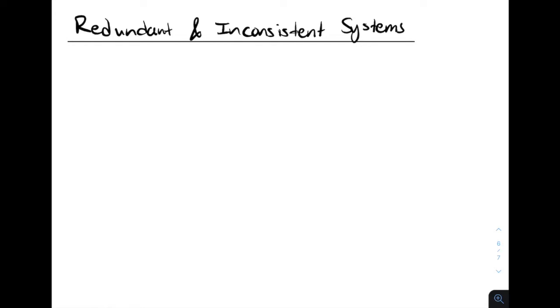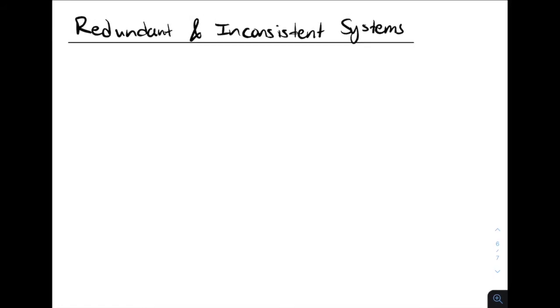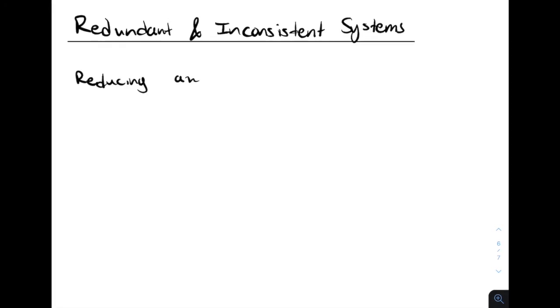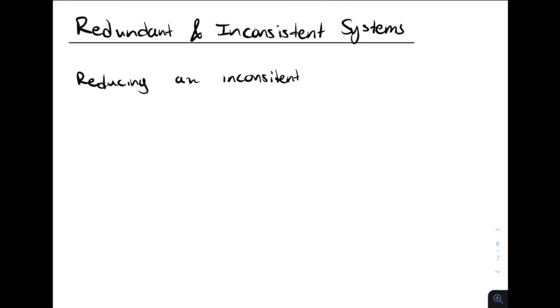Recall that when we talked about the solutions of systems, we also had redundant, which led to cases of infinite solutions, and inconsistent, which led to zero solutions. Both of these lead to special cases of row-reduced echelon forms. Reducing an inconsistent system might result in something that looks like the following.